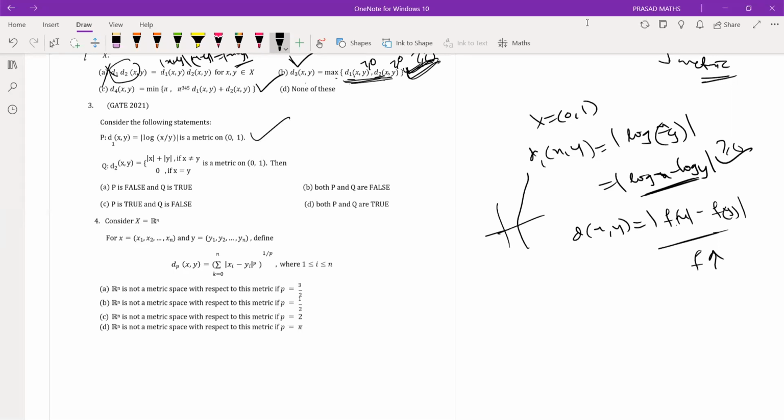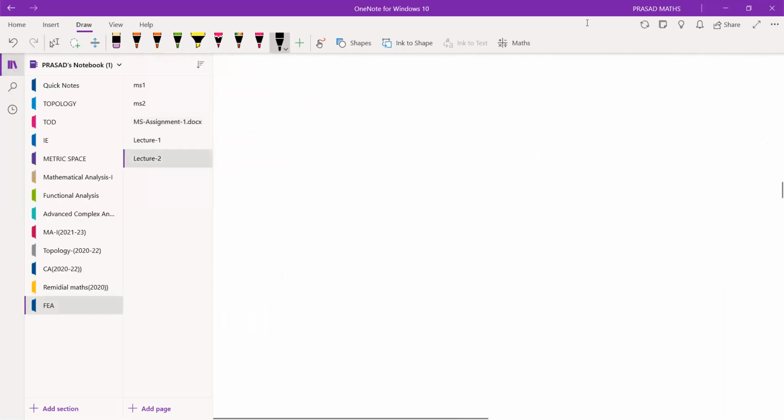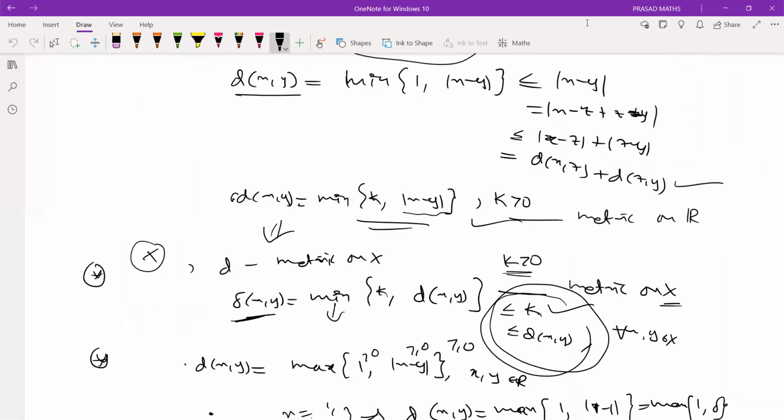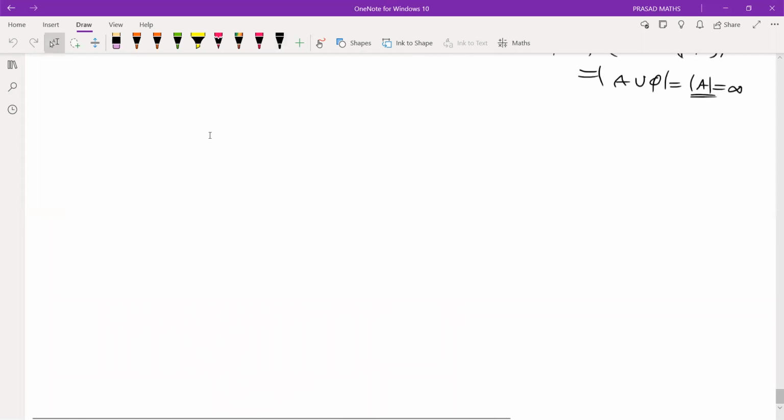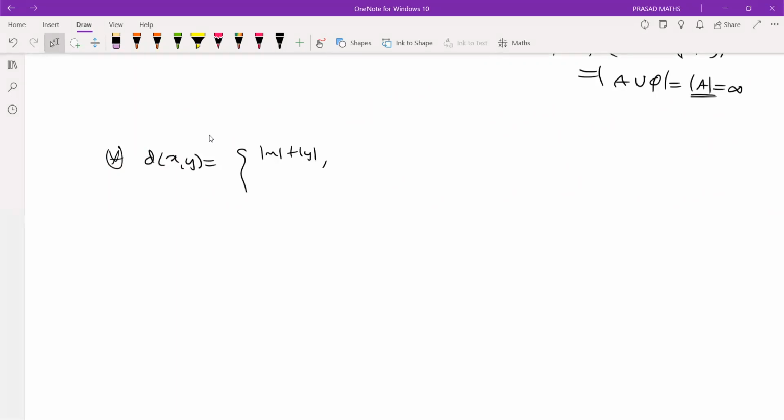Next. So this is a standard question. Again, this is a standard question. What is the question actually here? Discrete metric. So what is the metric actually here? d of x comma y is equal to mod x plus mod y if x is not equal to y, and 0 if x equals y. I think this is a metric, right? So the question is, is it a metric?